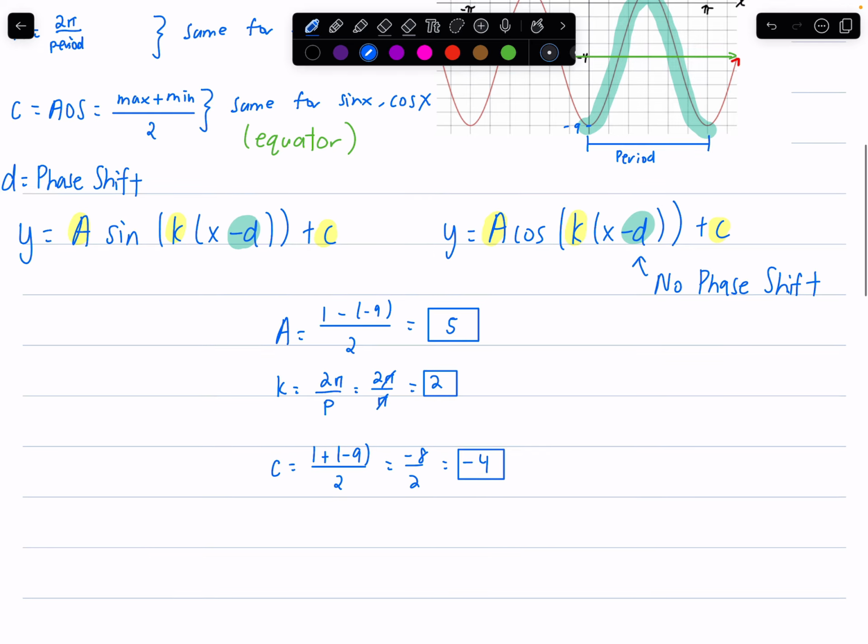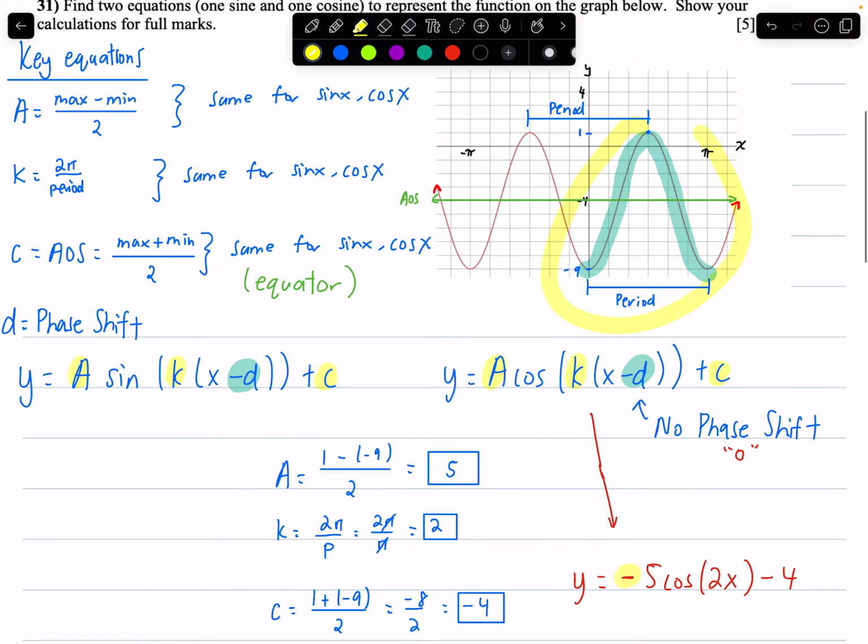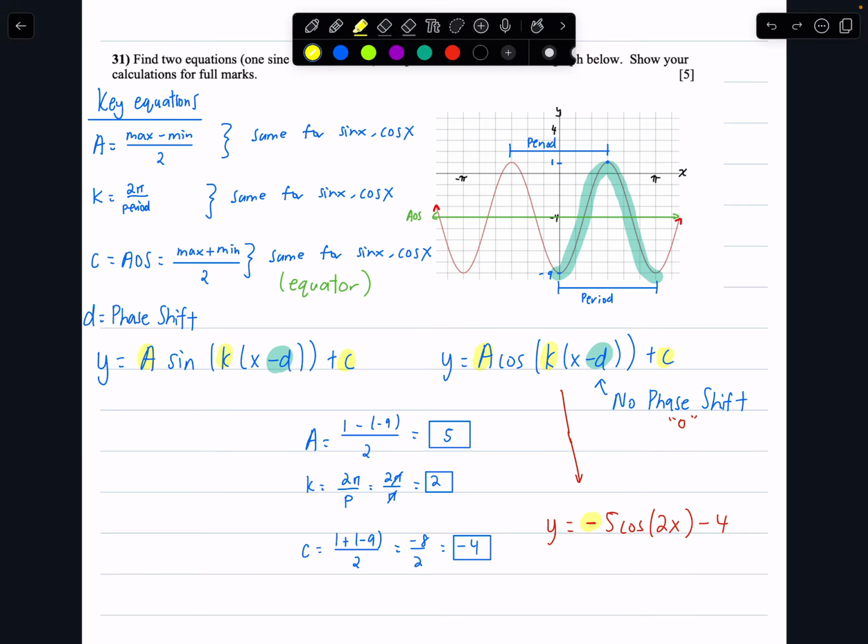So therefore, I can write this cos equation as y equals 5 cos 2x, because there's going to be no d value. It's going to be 0. Minus 4 as my c value. But because it's a negative cos graph, I'm going to apply that negative, and this is really important, a lot of people mess this up. I'm going to apply the negative to the amplitude, because I know it's a negative cos graph based off how I drew it up here. So that would be the cos function.